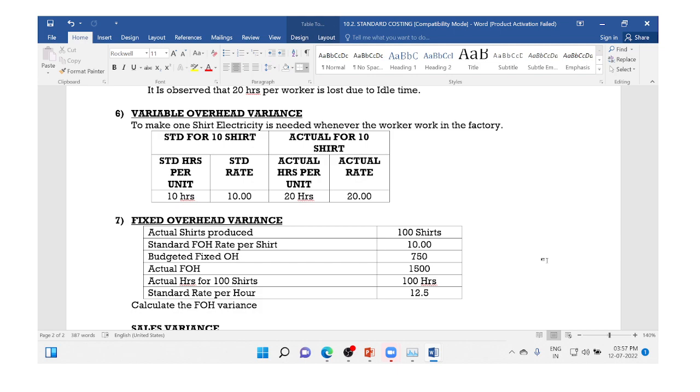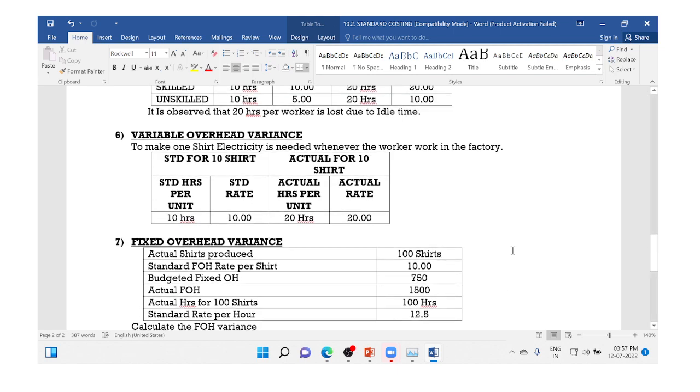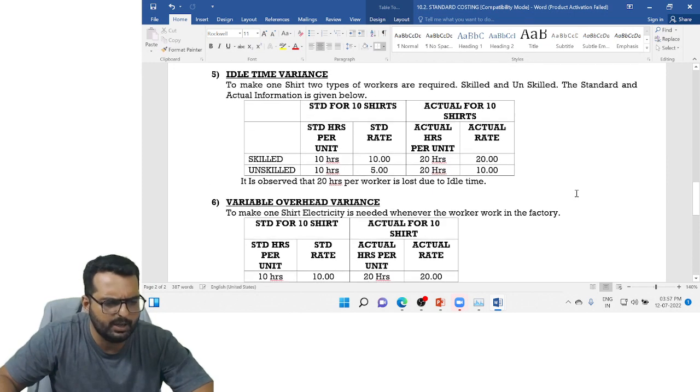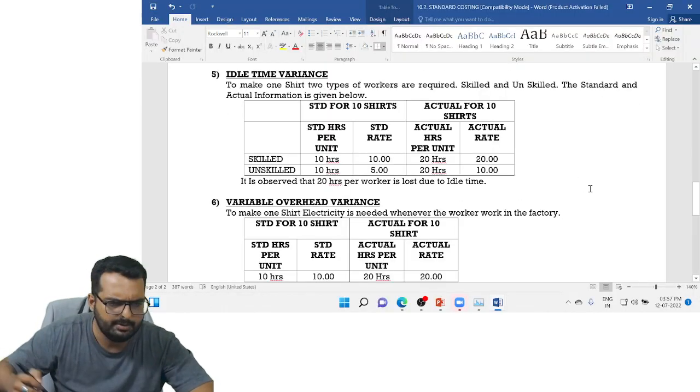Oh yes, you want me to work out the idle time part? Thank you, Devika, for reminding me. I completely forgot about idle time. Let me do that part also.